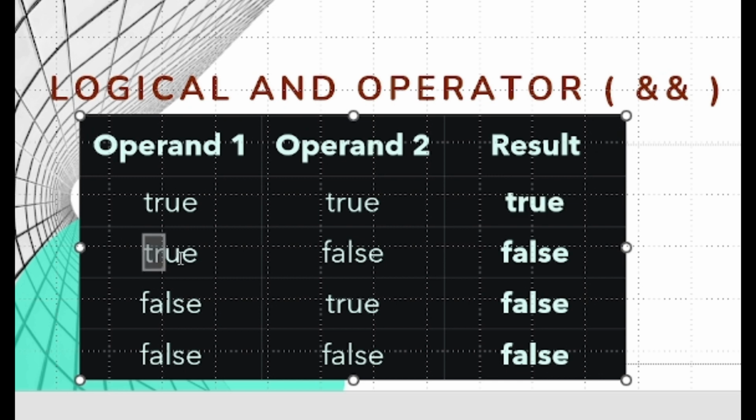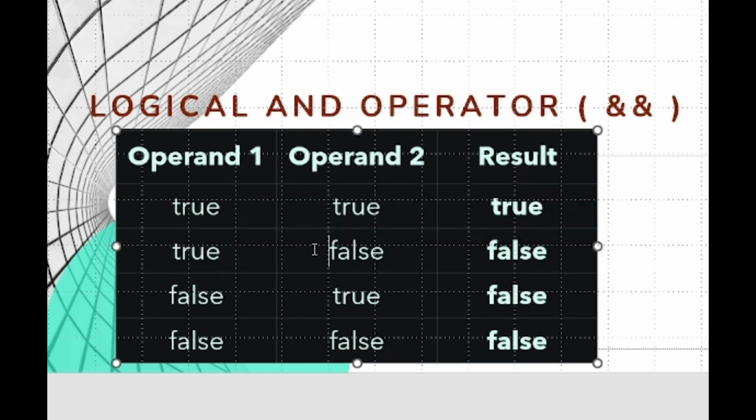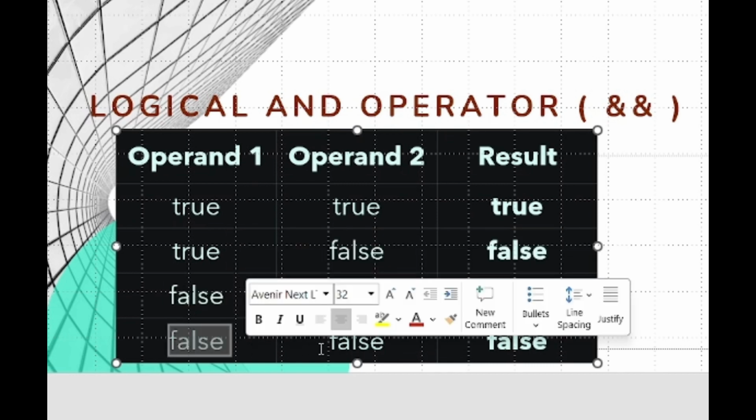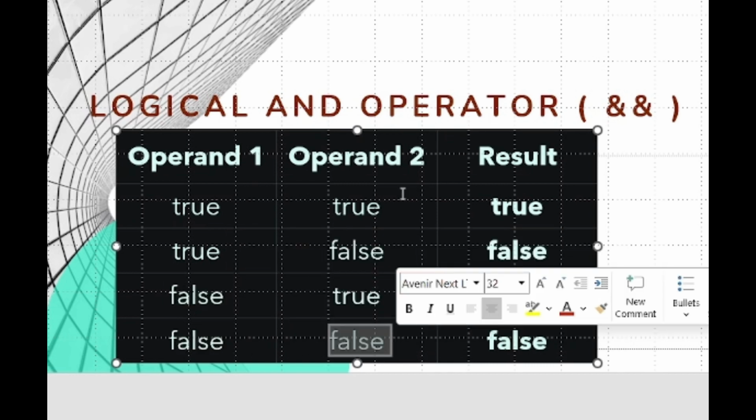But suppose the first condition is true and the second condition is false, so the output will be false. Third, first condition false, second condition true, output will be false. Fourth, both conditions false, so output will be false. It depends on which type of condition you have. But the main operation of the AND operator is that when both conditions are true, the output will be true. Otherwise, your result will be false. This is your AND operator.